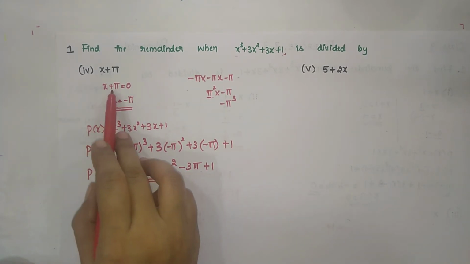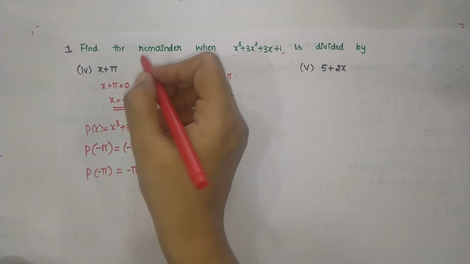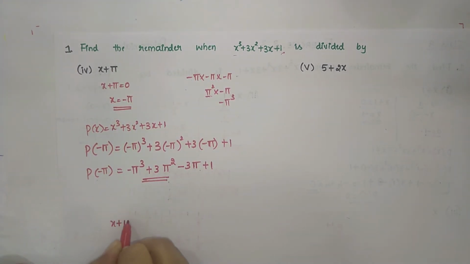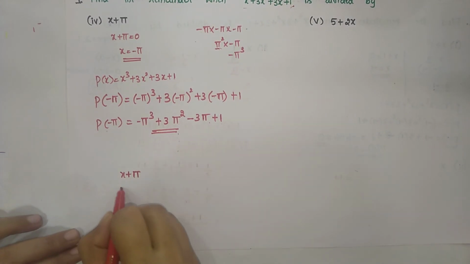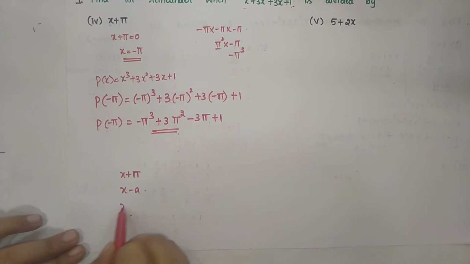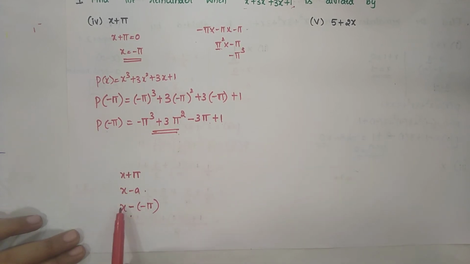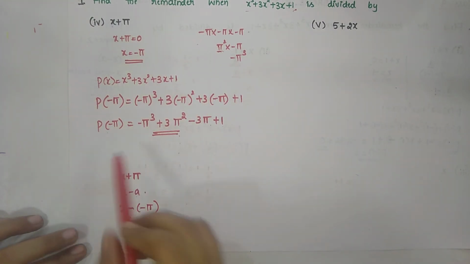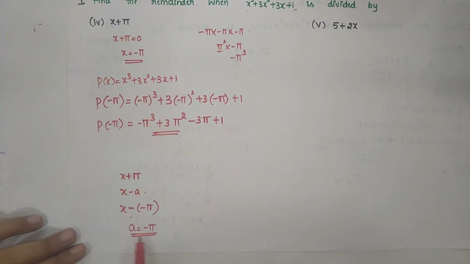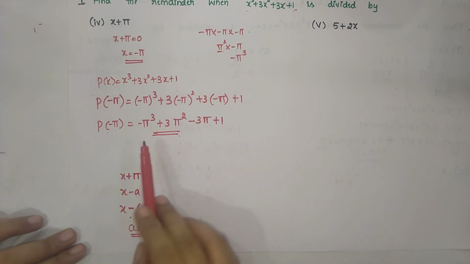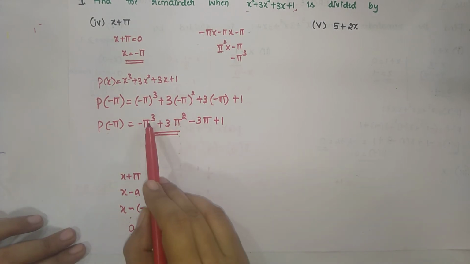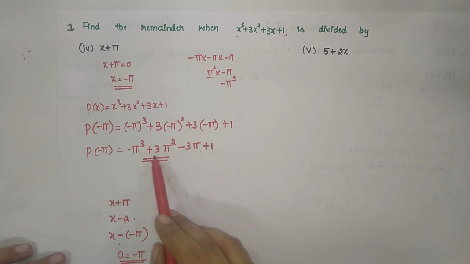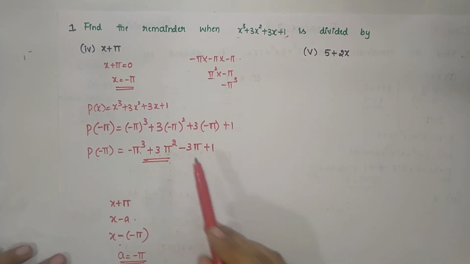And again here you can see it is in the form of x minus a, that is the given linear polynomial is x plus pi, and it is in the form of x minus a, that is you can write x plus pi as x minus of minus pi, so that x and minus as it is, and in the place of a you have minus pi. This is nothing but the value of x. So p of minus pi is nothing but p of a, and we know that p of a is equal to r. So the remainder is equal to minus pi cube plus 3 pi square minus 3 pi plus 1.